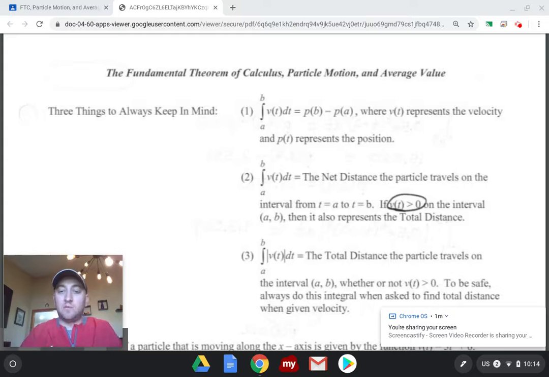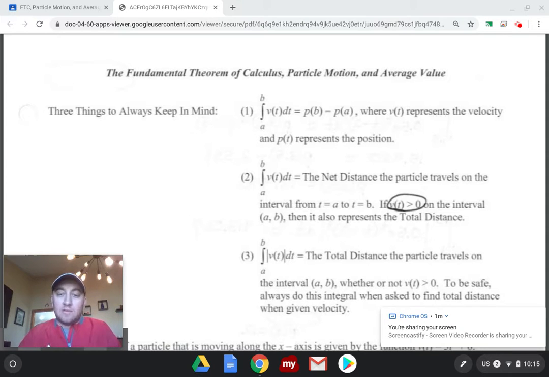So remember, net distance is really talking about if you start at a certain position, you can change directions however many times you want to. We're talking about how much do you go from the beginning to where you end up at, and the changing directions really doesn't matter. So if you don't change directions at all, if you go in one direction the entire time, which is what this is talking about, v of t being greater than 0, just remember that the net distance is equal to the total distance. So that leads us to number 3, which is the total distance, which is the integral from a to b of the absolute value of v of t, just meaning distance is always a positive number.